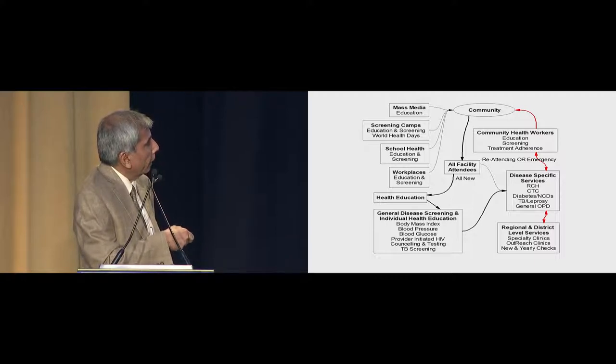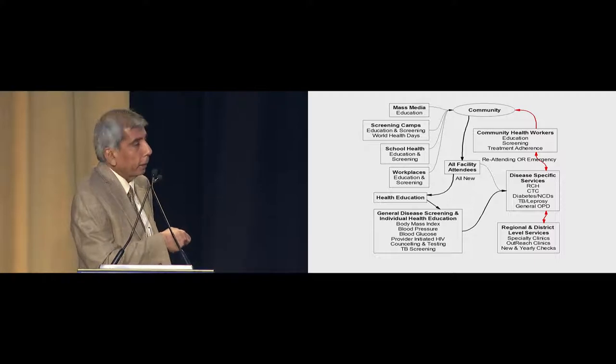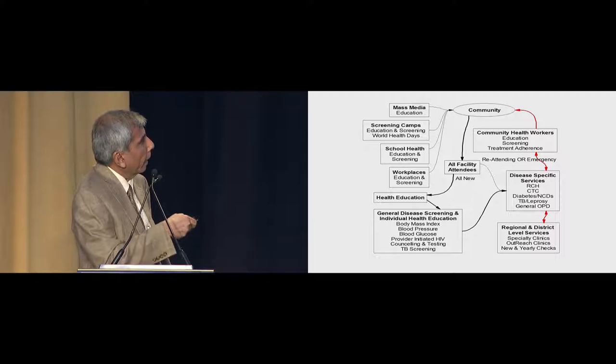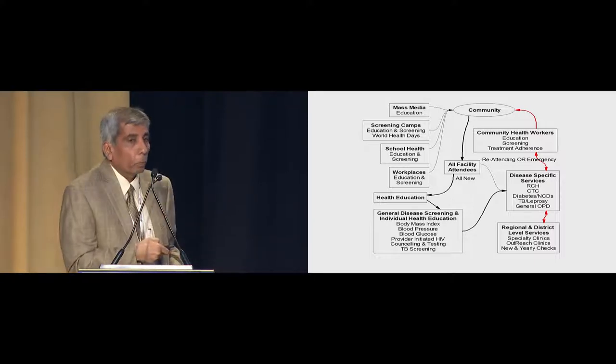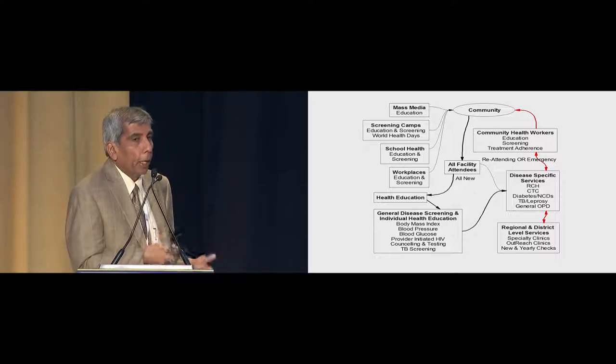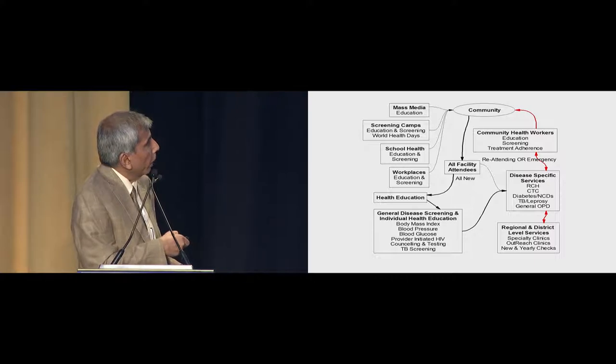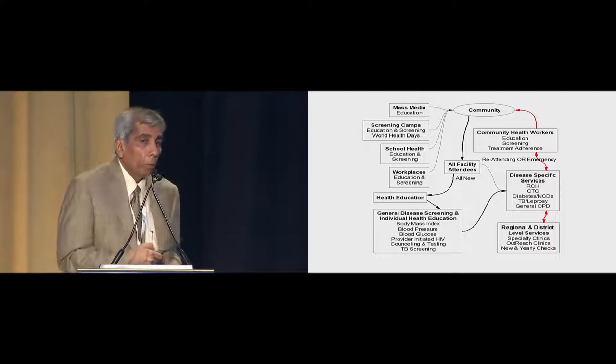You have one triaging center which does the blood pressure, the body mass index, and the blood glucose. We do the provider-initiated HIV counseling and testing and the TB screening. And based on this diagnosis, they can be directed to the different clinics, and you could have basically a centralized program which works effectively at the primary level, at the dispensary level, and at the health center level. In addition to that, you use the community health workers to do the screening program, the mass media, the school health programs, and the workplace programs.